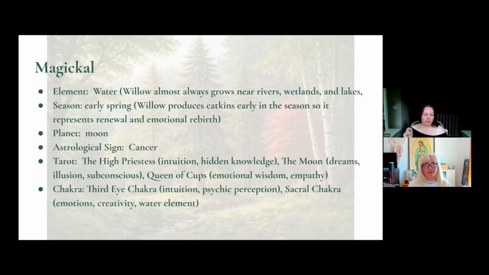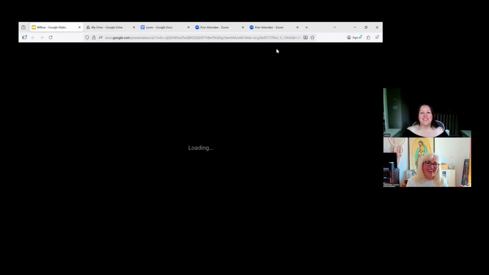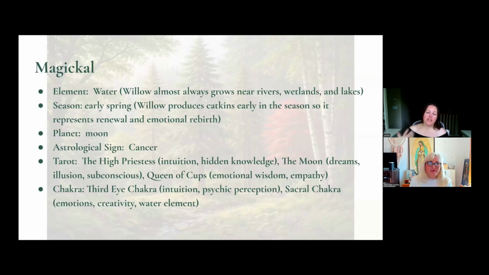Okay, so let's get into some of this. Element: water. Obviously not all of them, but most willows grow near water, so very associated with water. Also early spring, for a couple of reasons. One, that's when the catkins are produced, and as the seeds start turning into that cottony fluff, it represents renewal, rebirth. And also spring is when they would use it to make musical instruments and such because the bark would slough off easily.